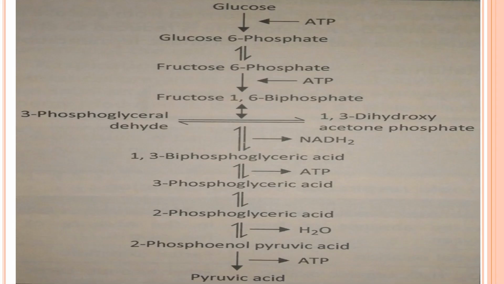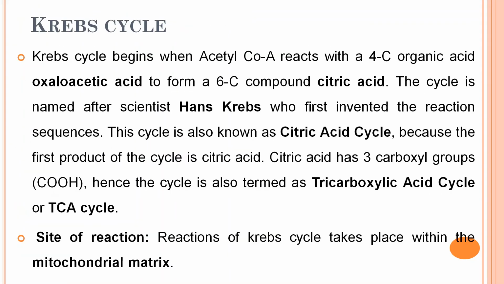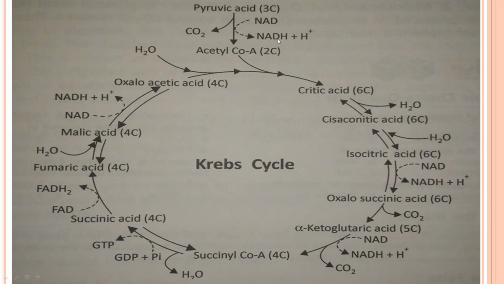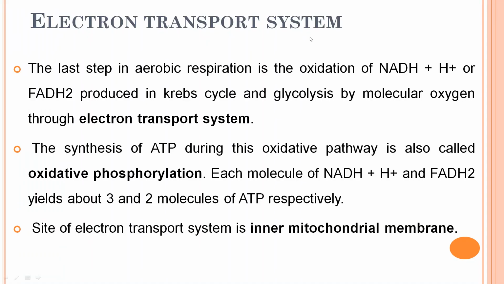This is the ultimate reaction, and NADH plus H plus is produced in the Krebs cycle. So the aerobic respiration is the oxidation of NADH plus H plus or FADH2 produced in the Krebs cycle and glycolysis by molecular oxygen through the electron transport chain. Here also it is produced. See, from glycolysis to acetyl CoA, NADH plus H plus. Okay, clear?